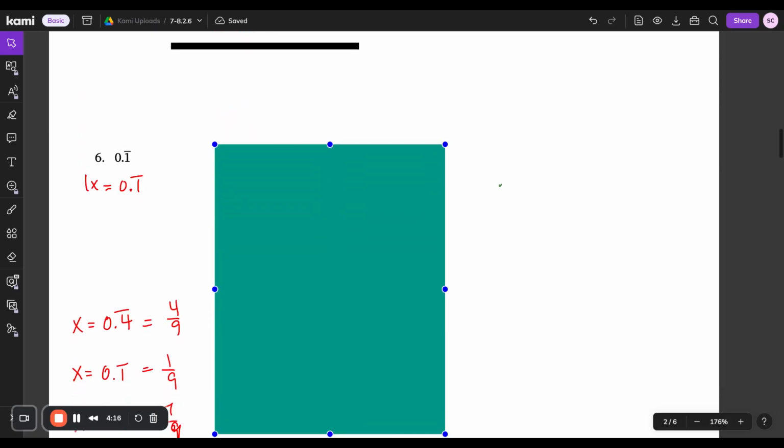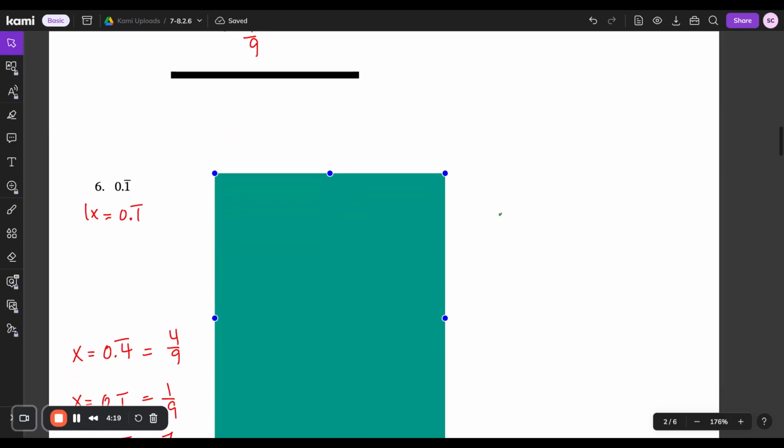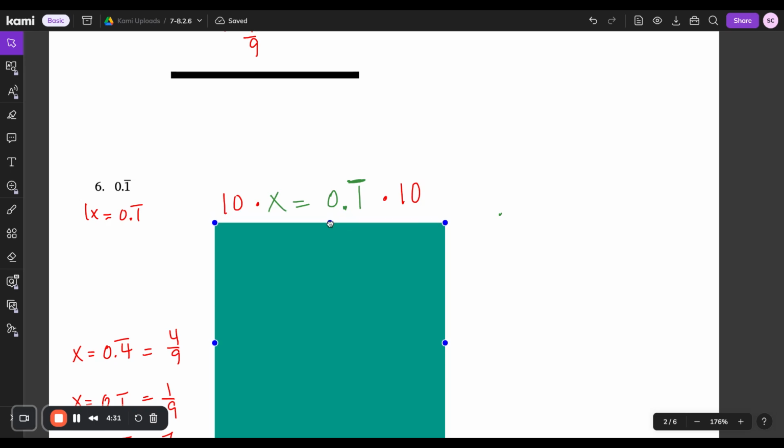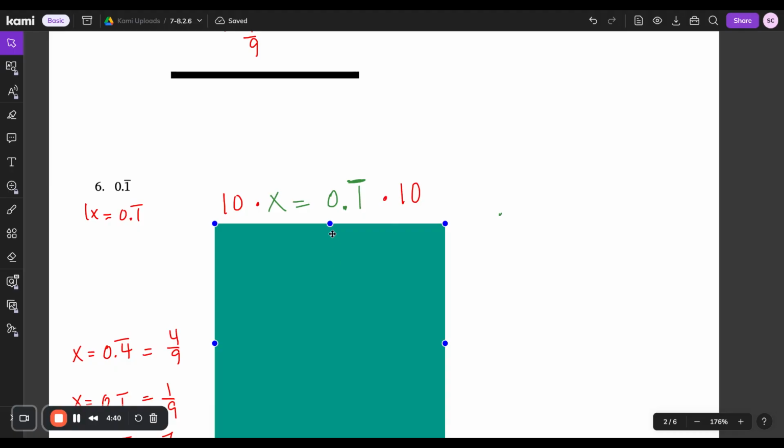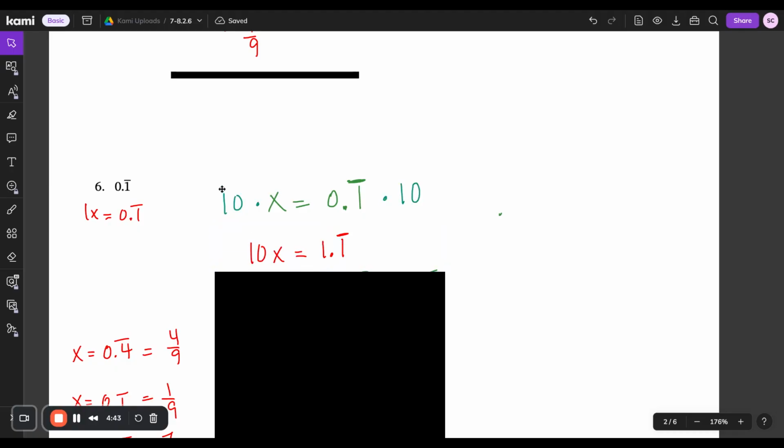For the next one, doing the same thing. So I have 1/10 repeating, or 1x is equal to 1/10 repeating. Since this is a number that is just in the tenths place, similar to what we did with number 5, we are going to rewrite by multiplying by 10. So 10 times x and 1/10 repeating times 10, multiplying by 10 on both sides. Again, when we do 10 times x, we get 10x, and when we do 1/10 repeating times 10, we now have 1 and 1/10 repeating. So again, we've moved our decimal one place, or we've shifted our numbers one place to the left, and this is what it looks like now.